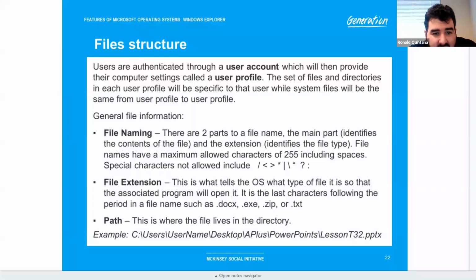File extension. This is what tells the operating system what type of file it is, so that the associated program will open it. It is the last characters following the period in a file name, such as .docx, .exe, .zip, or .txt. The path. This is where the file lives in a directory. An example: your C drive, Users, username, Desktop, A+, PowerPoints, and lessons T-32. That would be a PowerPoint text. That's it. Thank you, Ronald.